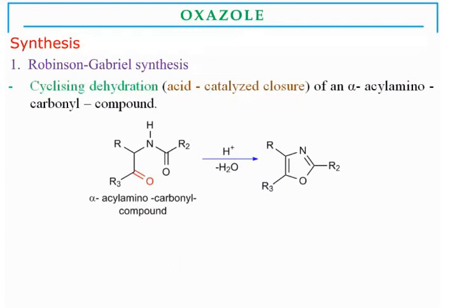Now synthesis of Oxazole. Robinson-Gabriel synthesis. What is Robinson-Gabriel synthesis? This is a transformation of open chain to ring, cyclizing dehydration, acid catalyzed closure of an alpha-acyl aminocarbonyl compound. Alpha-acyl aminocarbonyl compounds. So this transformation is known as Robinson-Gabriel synthesis.